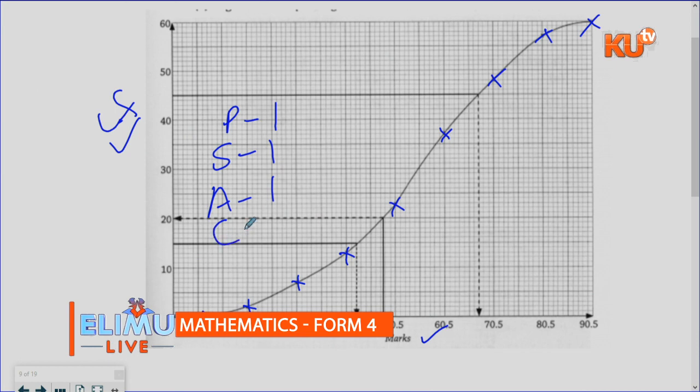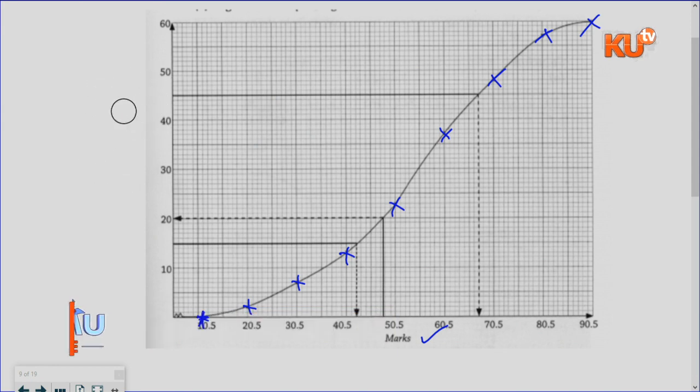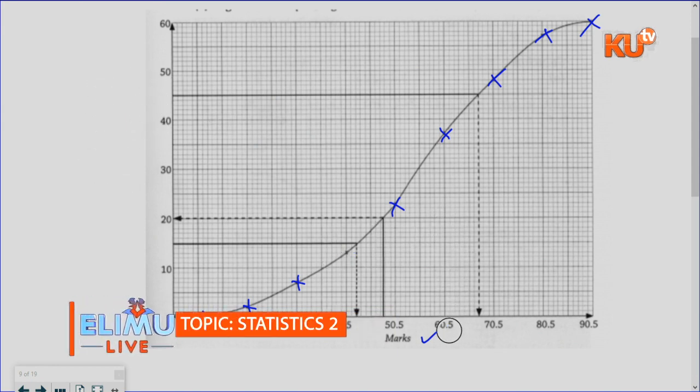Then we have the curve, which should be a smooth curve. You get 2 marks. That will give you a total of what? A total of 5 marks. Therefore, your graph should look like this. Now, our interest is to use this graph to calculate quartiles and to get the interquartile range.